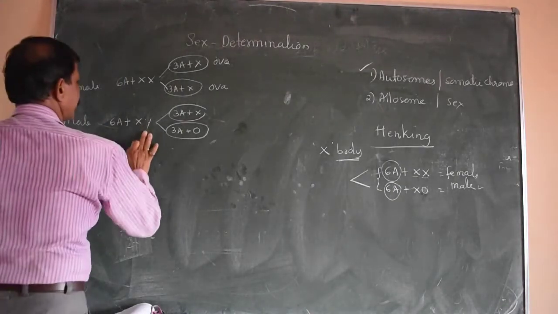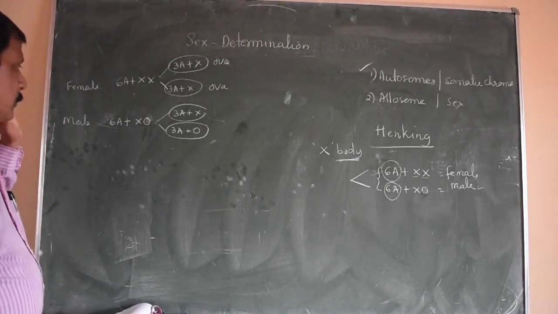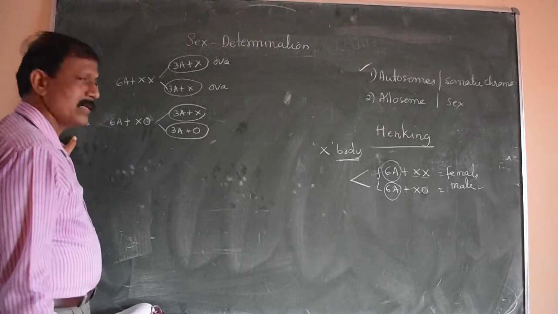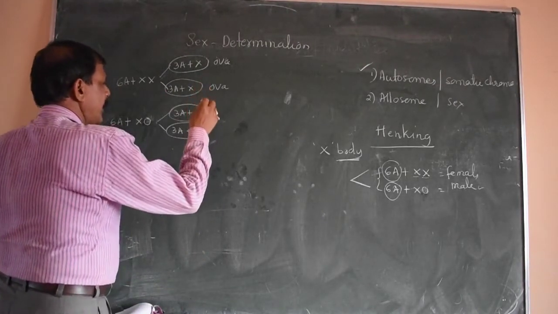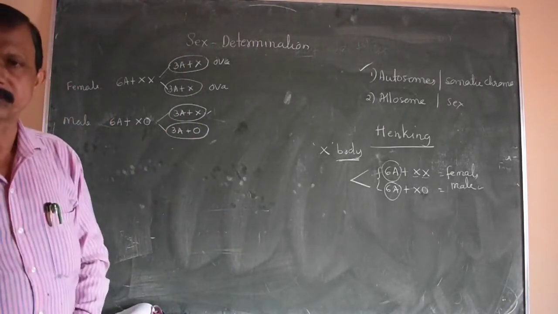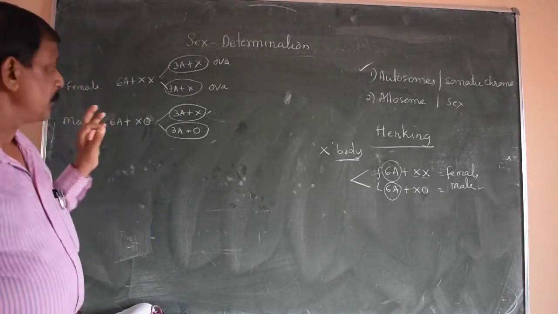I'm sorry, it is not a Y, it is a 0. It means some of the gametes of the male contain the X body, and some other gametes of the male do not show the X body. That is an X0 type.